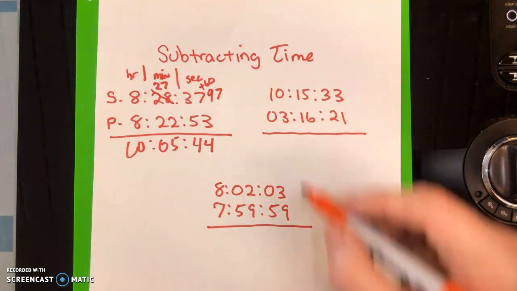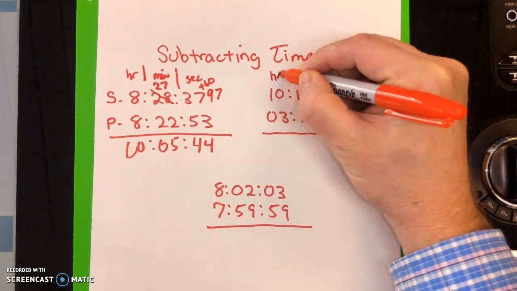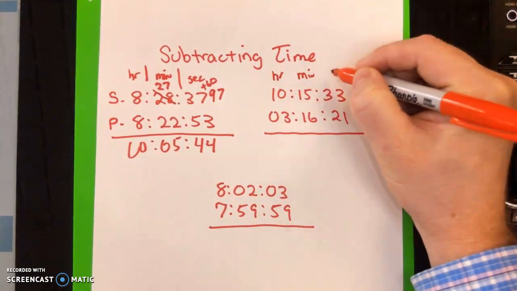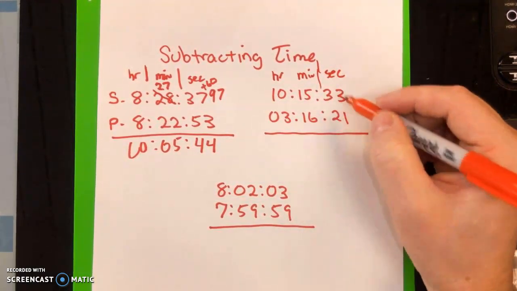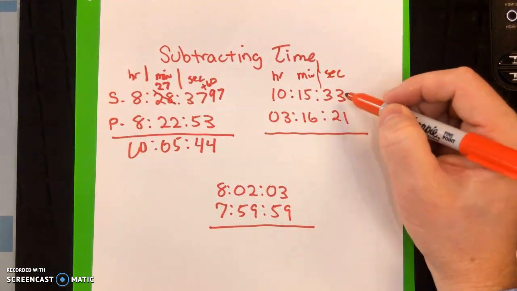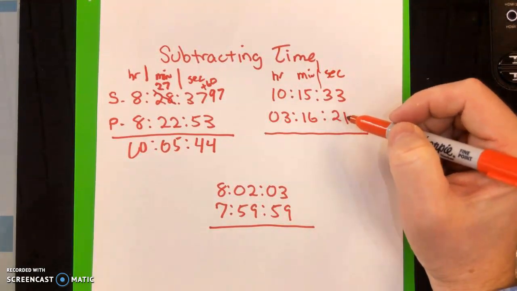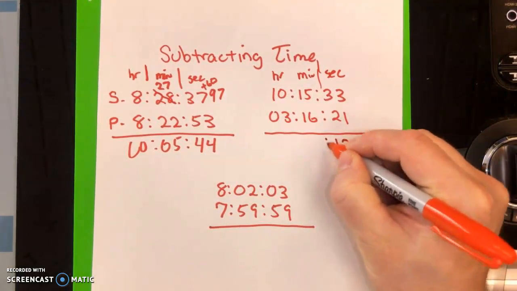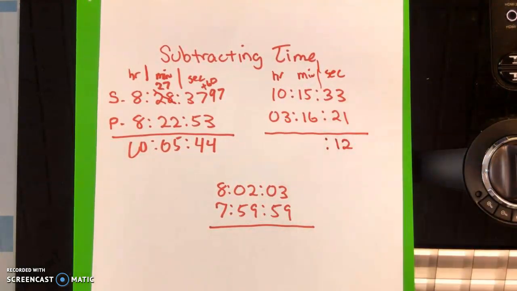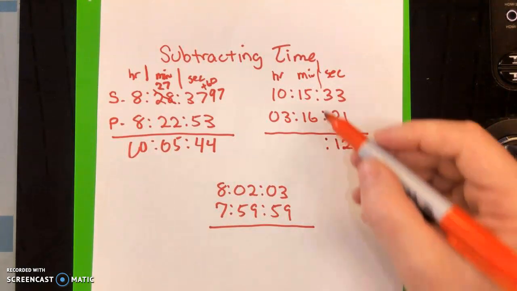Let's look at this one here. Again, we're going to break it up into hours, minutes, and seconds. Okay, so let's look at our seconds first. In our seconds, we have 33 minus 21, which we can do. We just straight up subtract that. Okay, we get 12.